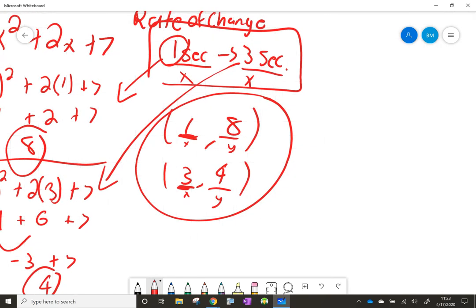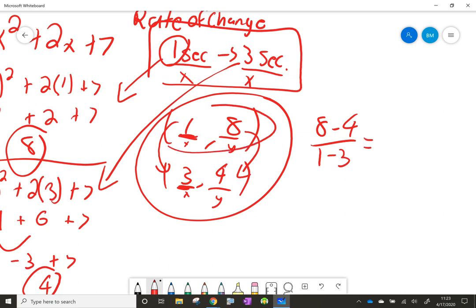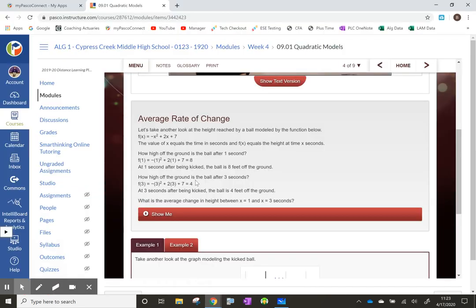And now we just do y minus y. So I'm going to do 8 minus 4 as my y's, and then 1 minus 3 for my x's. So in this case, I'm doing the top equation minus the bottom equation. So 8 minus 4, 1 minus 3. This comes out to be 4 over negative 2, which simplifies to negative 2. So the rate of change would be negative 2. And that's all worked out here.